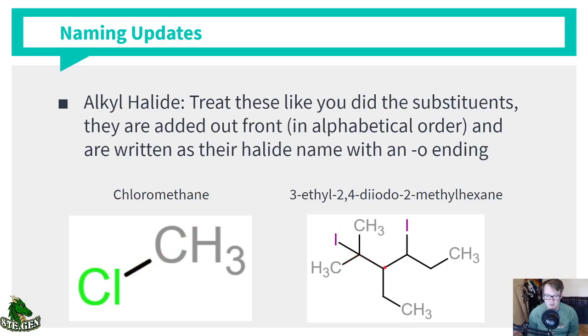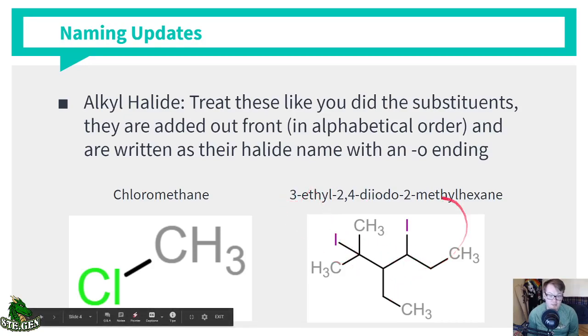We've got a 1, 2, 3, 4, 5, 6 carbon chain. So it is a 6 carbon chain, so that's a hexane. And then on position 2, we've got an iodine and a methyl. On position 3, we have an ethyl. On position 4, we have a second iodine. So ethyl comes first, E comes first, so it's 3-ethyl, 2,4-diiodo, which is a really weird word to say, but diiodo, 2-methyl-hexane. So again, you treat it just like our methyls and our ethyls and stuff like that.